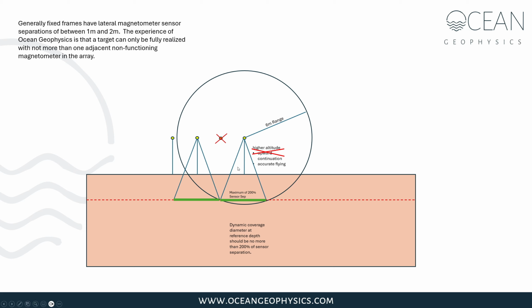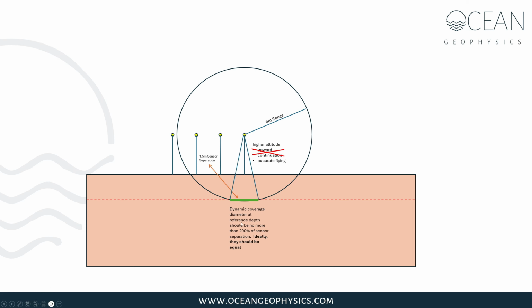Ideally, if you want perfect data, your dynamic coverage diameter at the reference depth should be equal to your sensor separation. So you'll end up producing a grid of sensor separation. Your data will be perfect. You'll have a very small invalid data area. You certainly won't miss any targets. It's not going to be very cost effective. The only way to attain data quality that is this good is with accurate flying. Upward and downward continuation are going to produce errors. So this is the perfect scenario. This is exactly what you want. But then dynamic coverage isn't really required. As stated, you're just surveying a grid of sensor separation. This is the best case scenario.